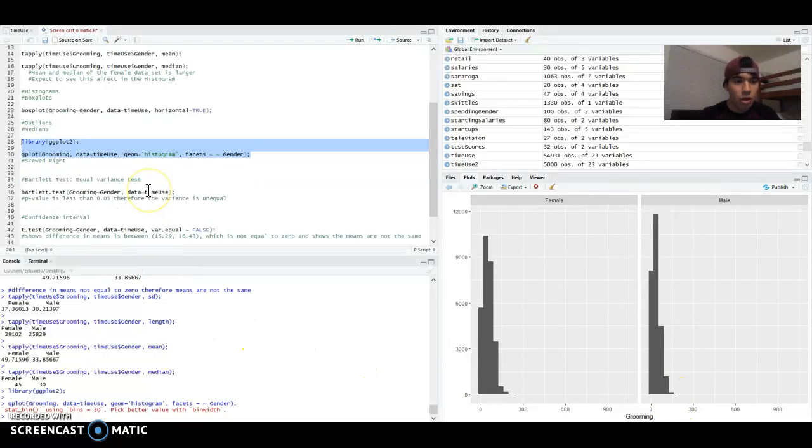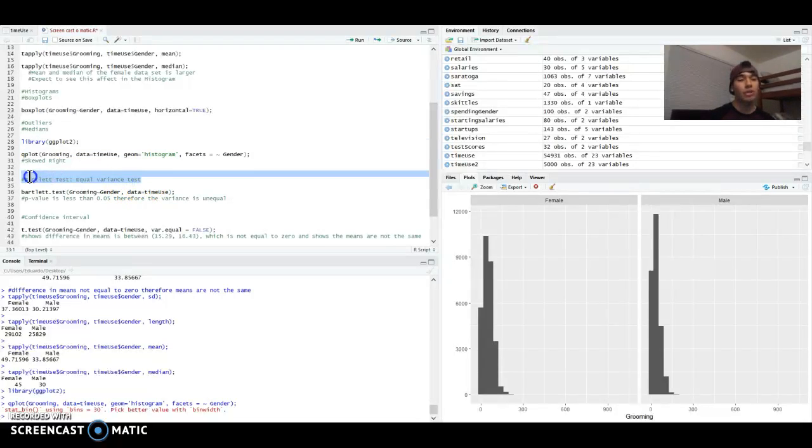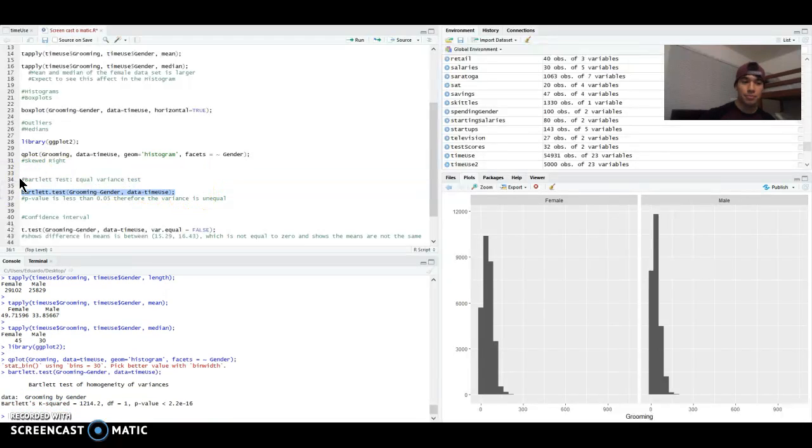And now let's move on to see the equal variance test. We're going to do the Bartlett test to see if the variances are equal or not. So here, let me just input this. And as you can see, we get a p-value that's less than 2.2 times 10 to the negative 16, which helps us conclude that the variances are definitely not equal, because this number is much smaller than 0.05.